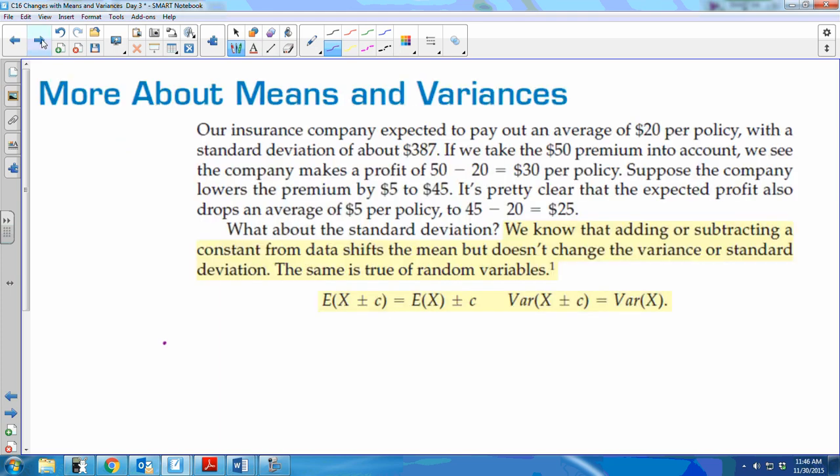So here's your first rule. If you add or subtract a constant to your random variable, then you just add or subtract that constant to your expected value. Just like we did in Unit 1. That's not really anything new. Again, just different application.